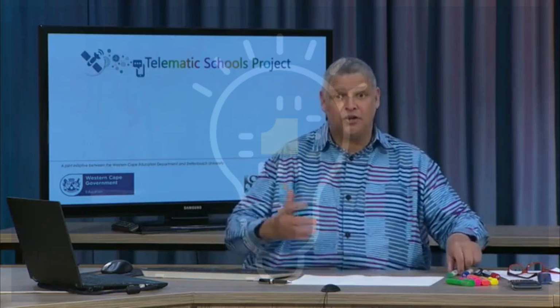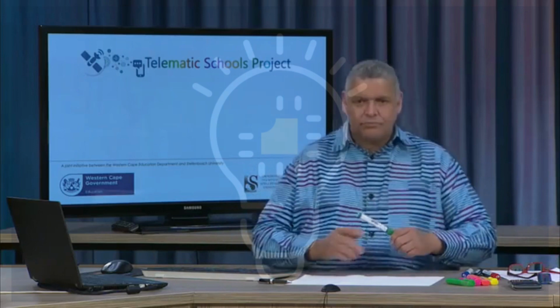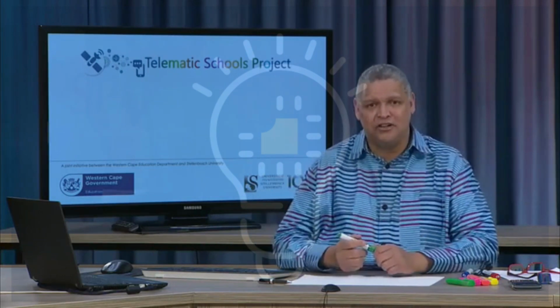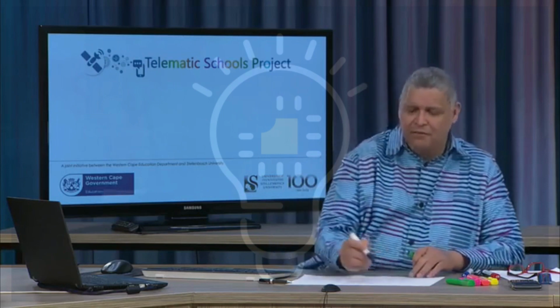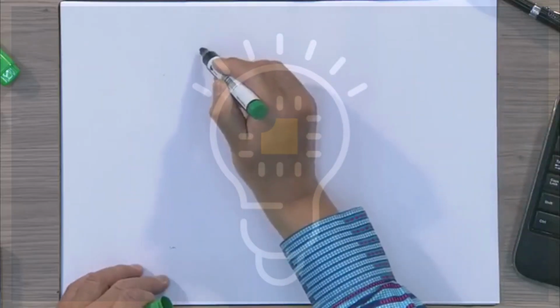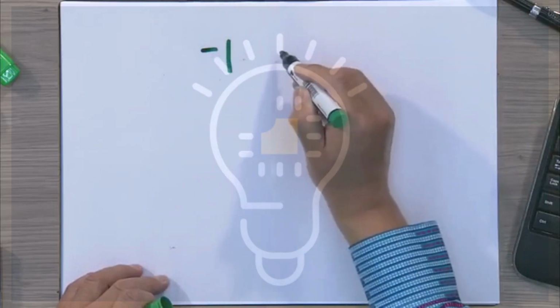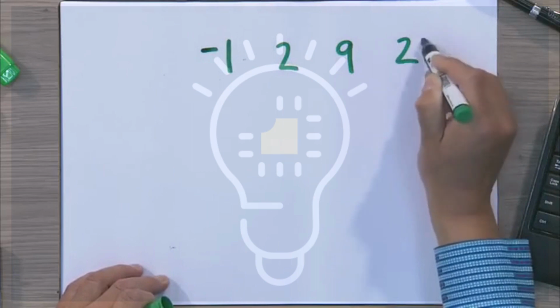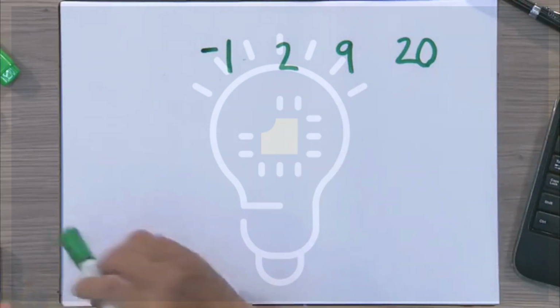Now, you may remember that in grade 11, you did a lot of calculations in this connection. What we need to do now is to find the general term of the quadratic sequence. And first and foremost, we need to write our numbers here. -1, and there we've got a 2, there we've got a 9, and there we've got a 20. Right, so that's step number 1.